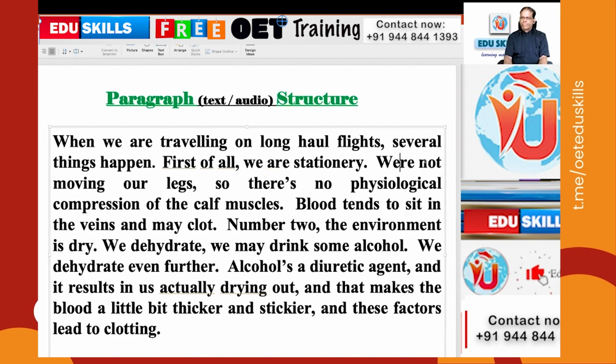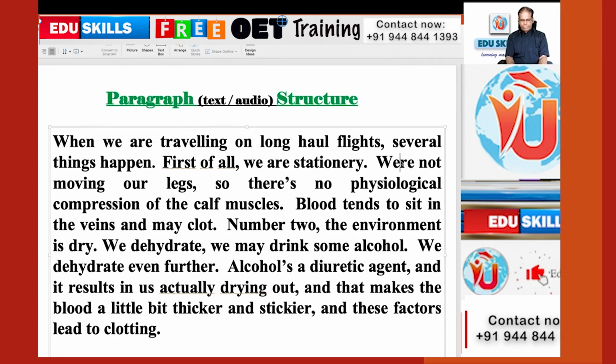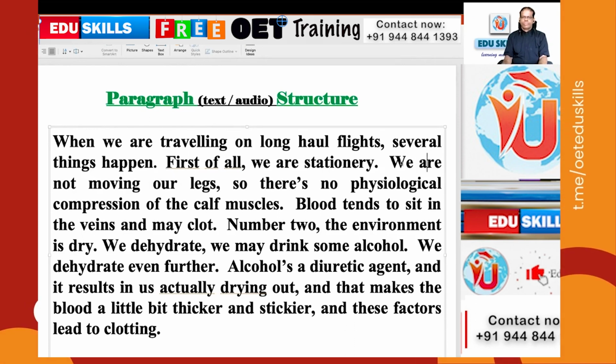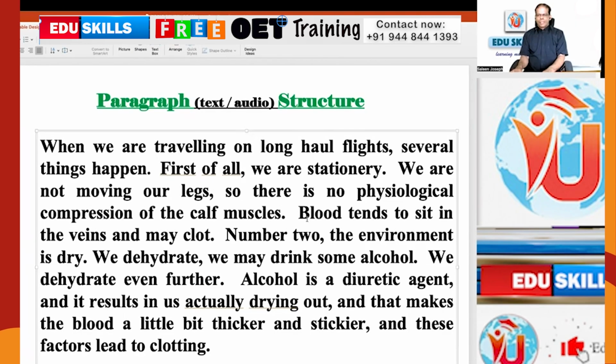Number 2, the environment is dry. We dehydrate. We may drink some alcohol, and we dehydrate even further. Alcohol is a diuretic agent and it results in us actually drying out. And that makes the blood a little bit thicker and stickier. And these factors lead to clotting. This is from the official material from Cambridge University. Thank you for allowing me to use this for teaching purposes.